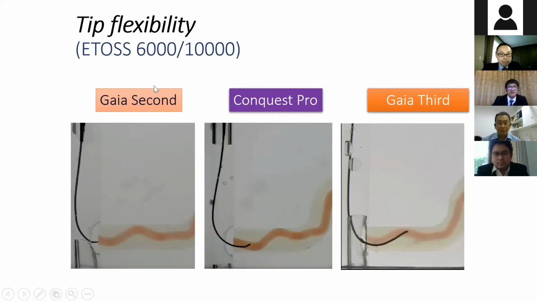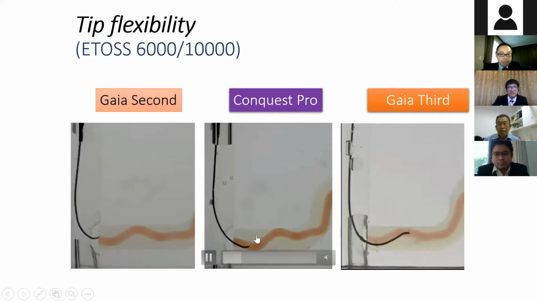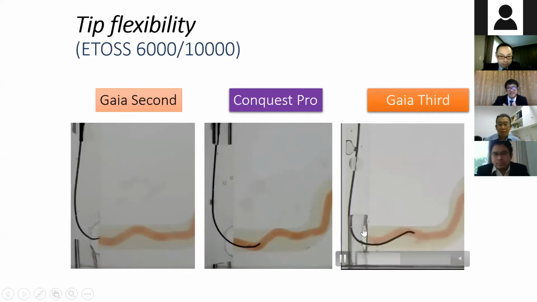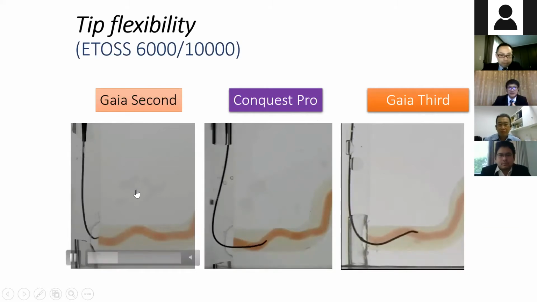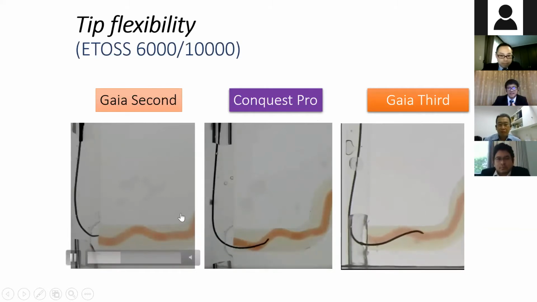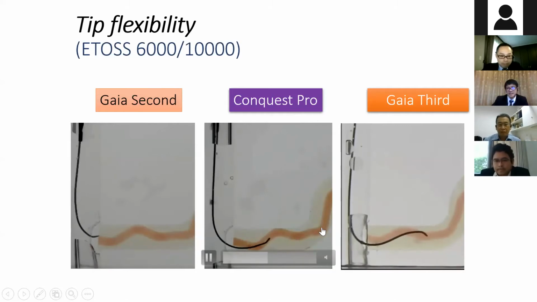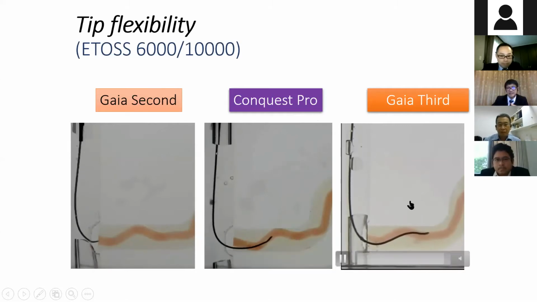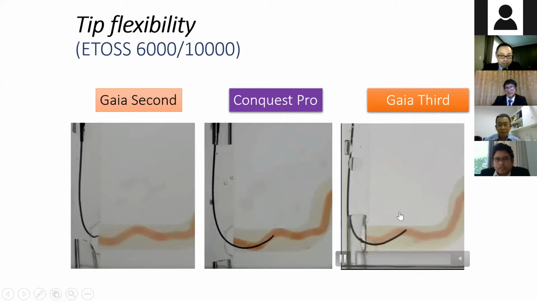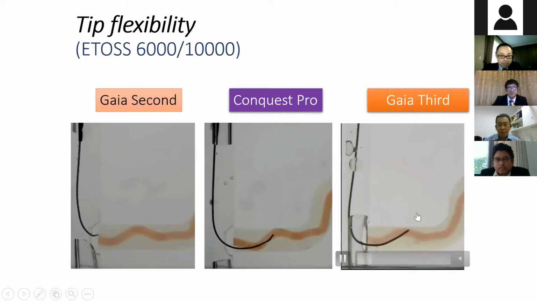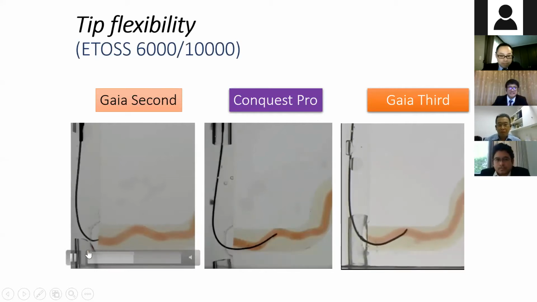This is the model from the ETOSS, from the side-branch occlusion CTO. You can see that the Gaia wire and the Conquest wire could not puncture the proximal cap of the side-branch occlusion, but Gaia Second could do this. And after going into the CTO vessel, you can see the Gaia wires are more controllable, with more tip shape flexibility than the Conquest wire.